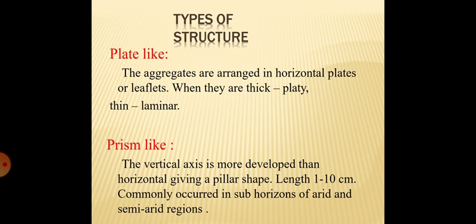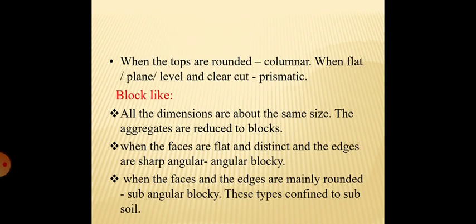So first we'll talk about the plate-like. The aggregates are arranged in horizontal plates or leaflets; when they are thick, platy, when thin, that is laminar. Prism-like: the vertical axis is more developed than horizontal, giving a pillar shape, length 1 to 10 cm, commonly occurring in subhorizons of arid and semi-arid regions. When the tops are rounded, that is columnar. When flat, plain, level and clear-cut, that is prismatic.